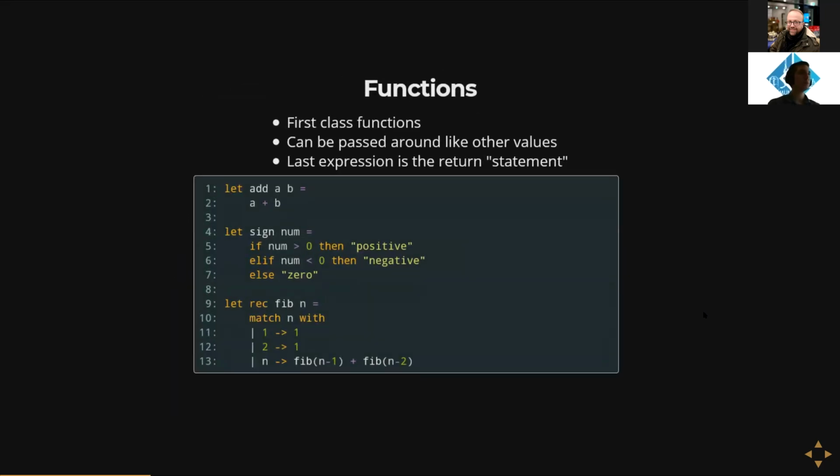Functions, they're first-class functions. They can be passed around just like any other values. And then the last expression in a function is what's essentially the return statement in any other language. So very simply, we define a function called add. It takes in 2 parameters, a and b. And it has automatically inferred those to be ints in this case, although they could technically be strings as well.